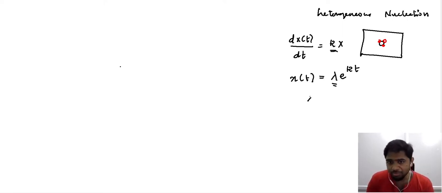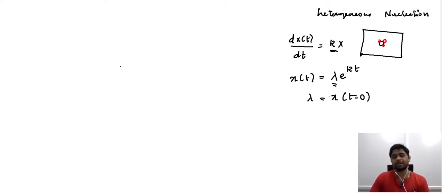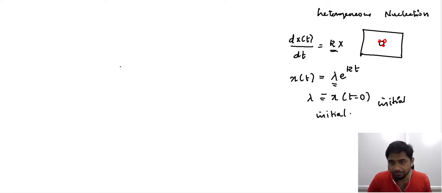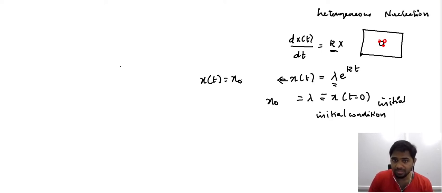The value assumed by this lambda is nothing but the number of nuclei that we observe when t is 0. So this lambda is the number of nuclei during the initial stages of the nucleation, and therefore we refer to this as the initial condition. Now when you express lambda as x naught, considering that it is the number of nuclei at time t equal to 0, then the relation can be rewritten as: the number of nuclei at a given time t is x naught, the initial condition, e power kt.